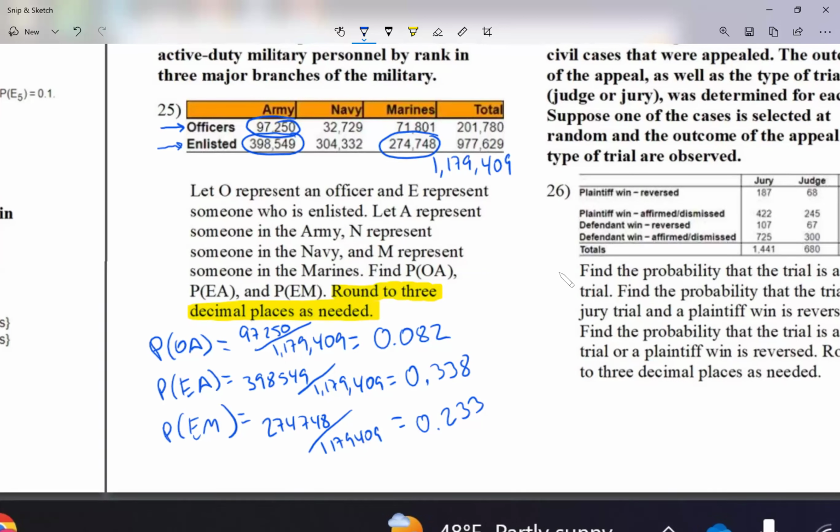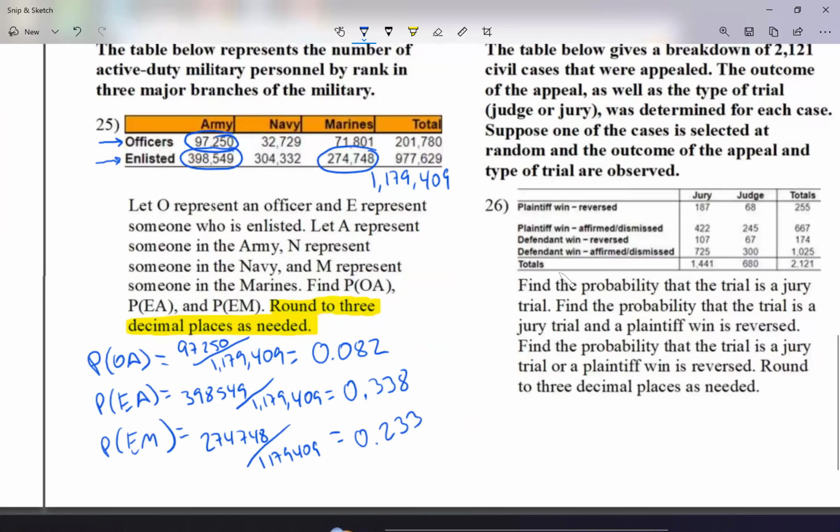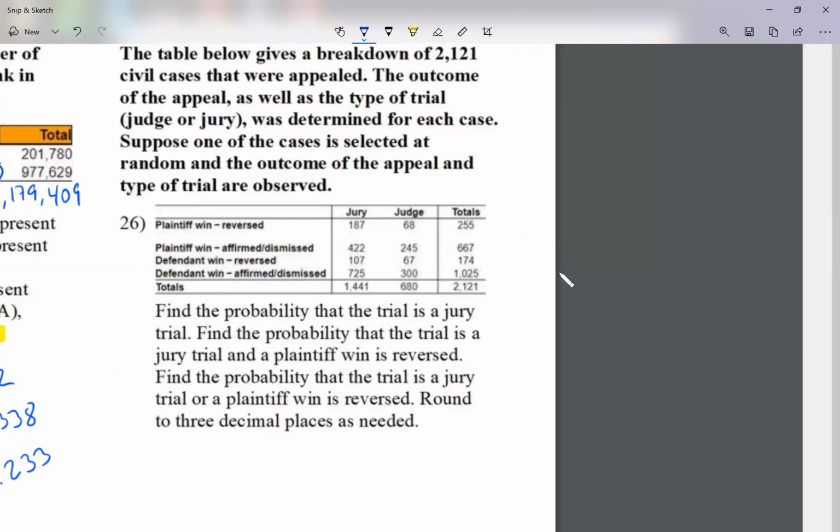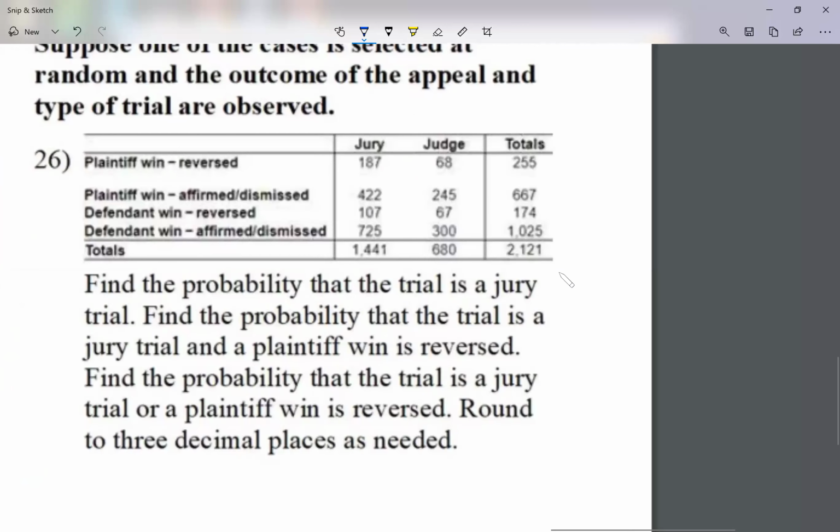Let's take a look at our last example. The table below gives a breakdown of 2,121 civil cases that were appealed. The outcome of the appeal, as well as the type of trial, which is judge or jury, was determined for each case. Suppose one of the cases is selected at random and the outcome of the appeal and type of trial are observed. Before I read that, let me look at my table here.